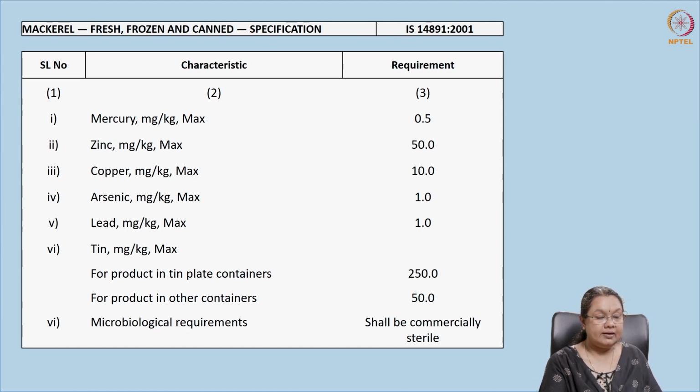In these slides, we have seen the canning of different commercial fishes like tuna, mackerel and sardine, and we will continue in the next session with crustaceans. Thank you.